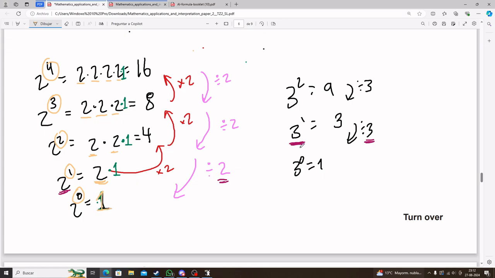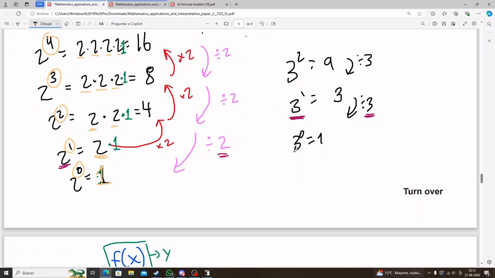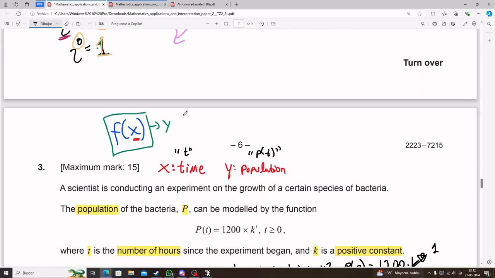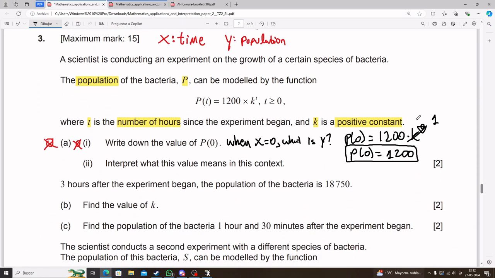All right, I explained why anything to the power of 0 is equal to 1 in like a million different ways. So one of them must have convinced you, and now you understand that this to the power of 0 has to equal 1. For part A, P of 0 equals 1,200. And for part A, I, we need to interpret what this value means in this context.